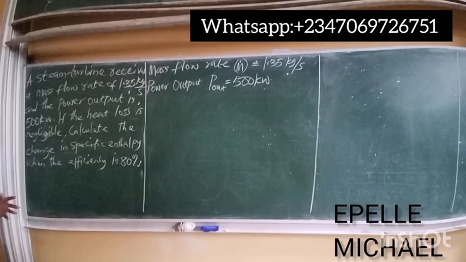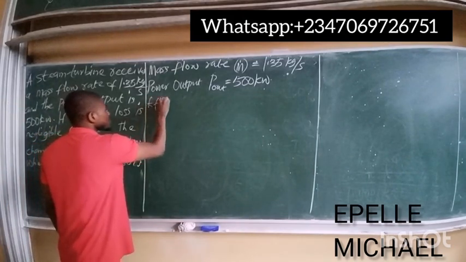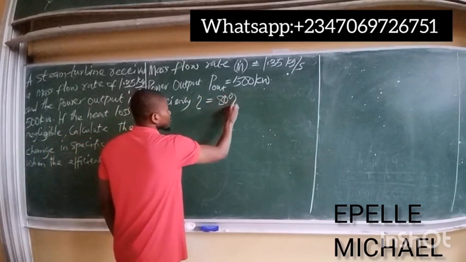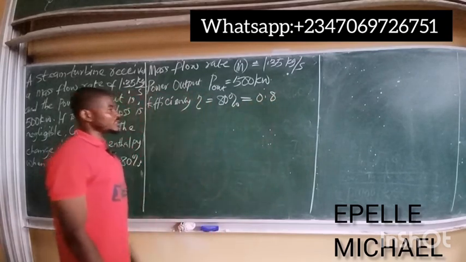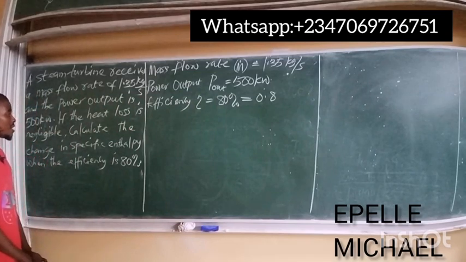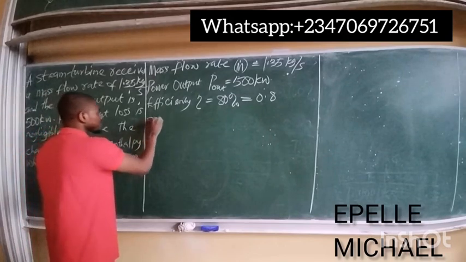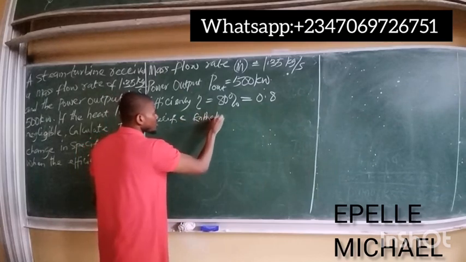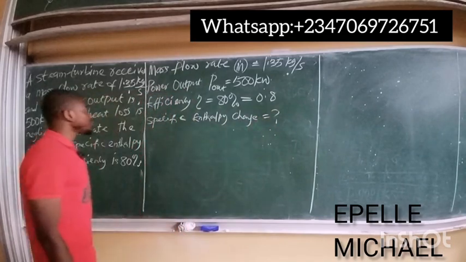All right, so if the heat loss is negligible, the question says calculate the specific enthalpy change when efficiency is 80%. So we're given efficiency to be 80%. Of course, this can simply be 0.8, simply dividing by 100. Now we have to find the specific enthalpy change, which is actually unknown.